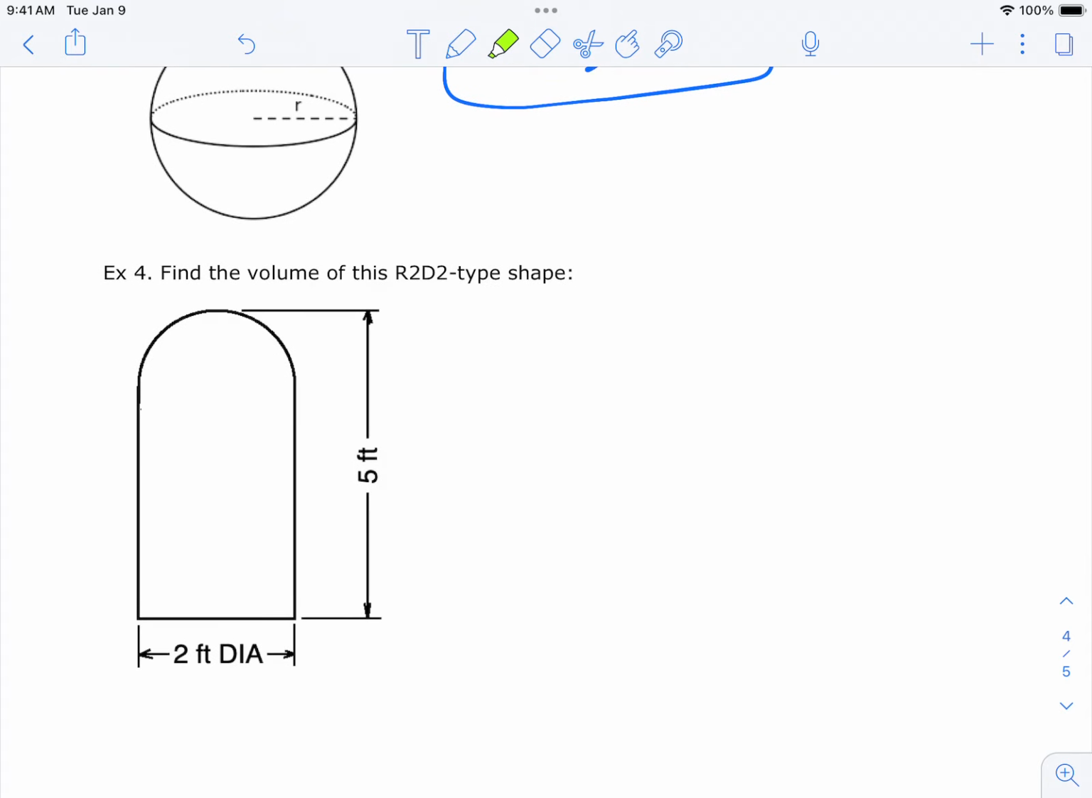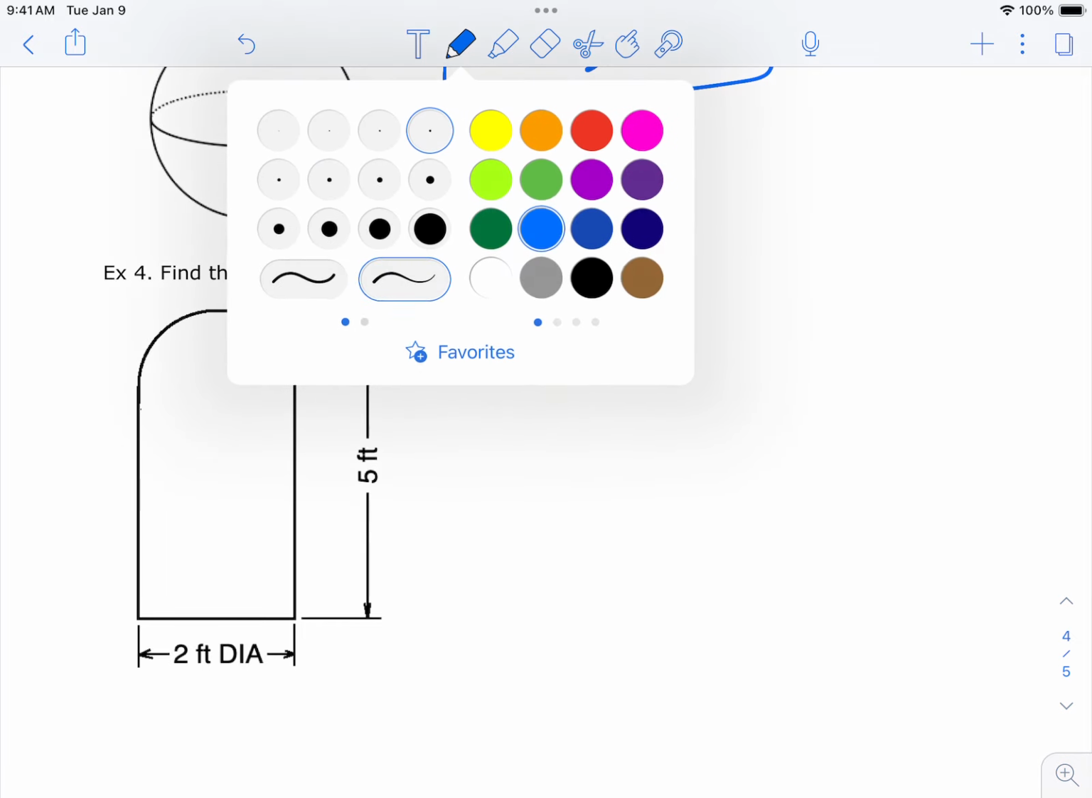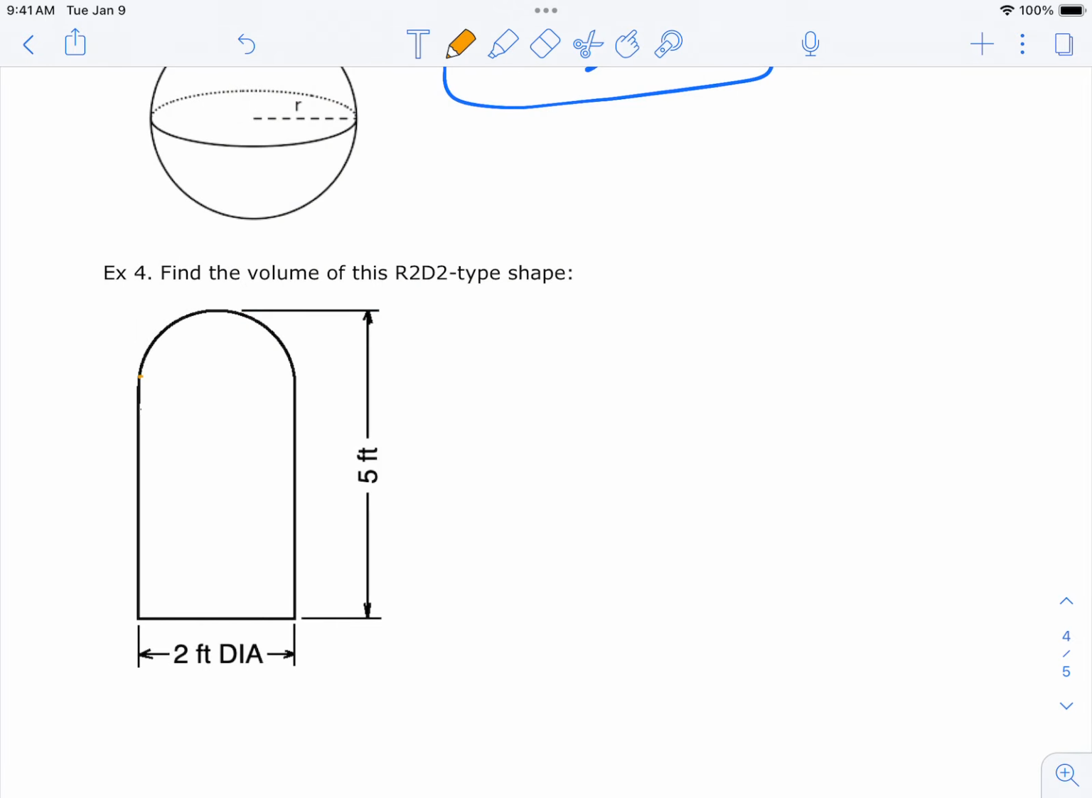Hey, remember this R2D2 shape? We found its surface area before. Now we're going to find its volume. So as often happens with these things, you end up with a shape that's actually built from shapes. This is built from half of a sphere, sometimes called a hemisphere, and then we have a cylinder part down here. So we have two parts to this thing, a hemisphere and a cylinder.